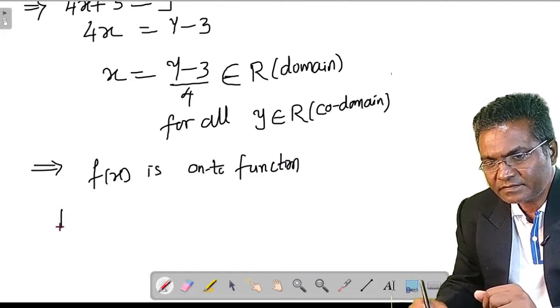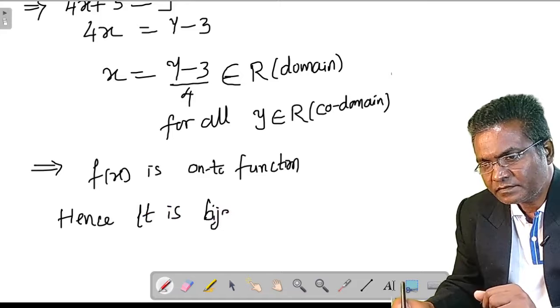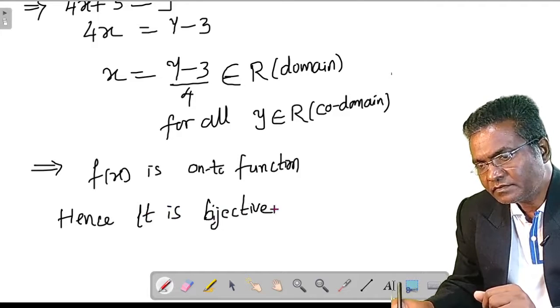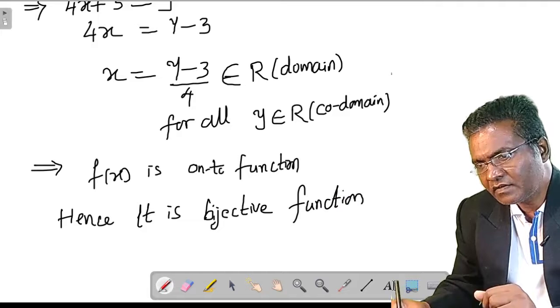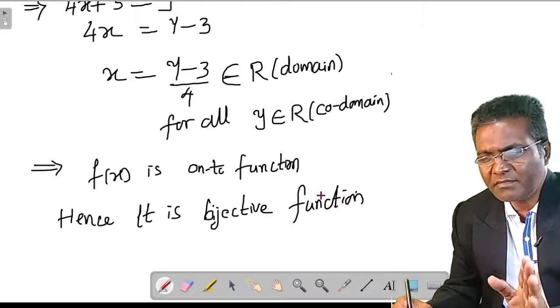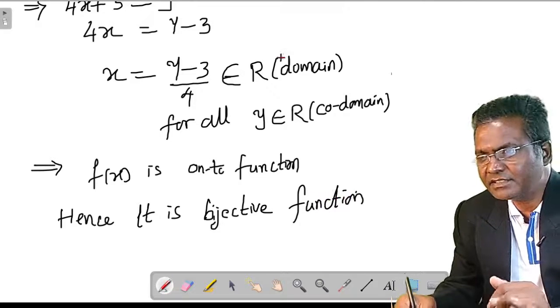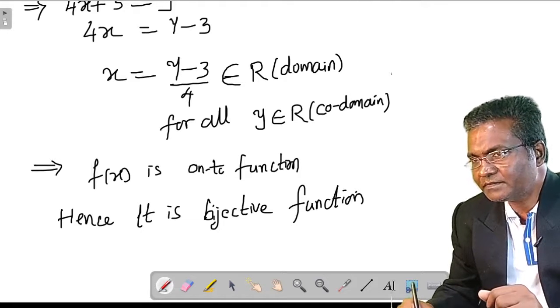Hence, it is a bijective function. Okay, so very simple, 5 marks gettable. Okay, let's have another example.